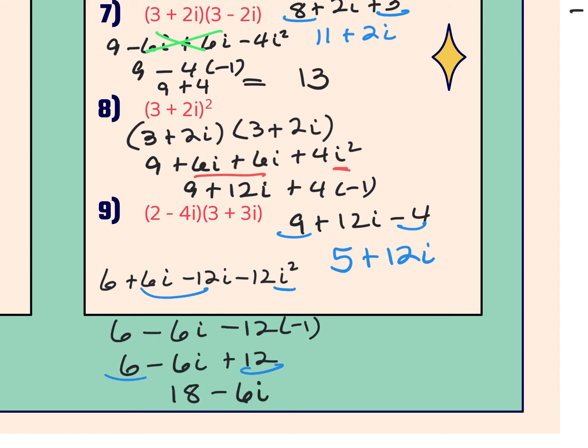So again, adding and subtracting and multiplying, it's basically the same thing you've been doing, treated as a variable. The only trick here is when you end up with an i squared, after you multiply, replace it with a negative 1, and then simplify.